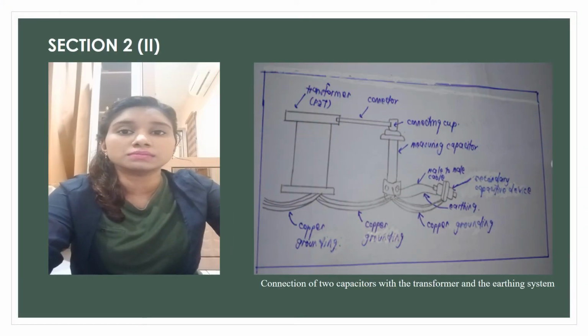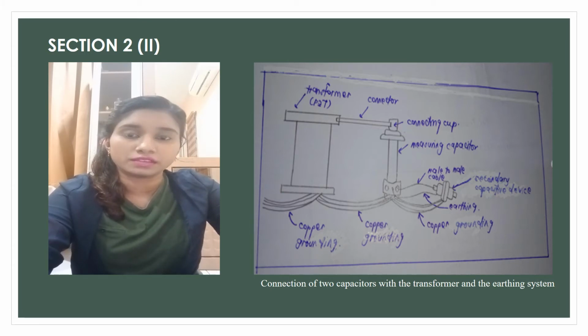Next we will talk about the 2 capacitors which will be connected to the transformer. The first capacitor is the measuring capacitor. The measuring capacitor has a top electrode on top of it, to avoid the corona effects.